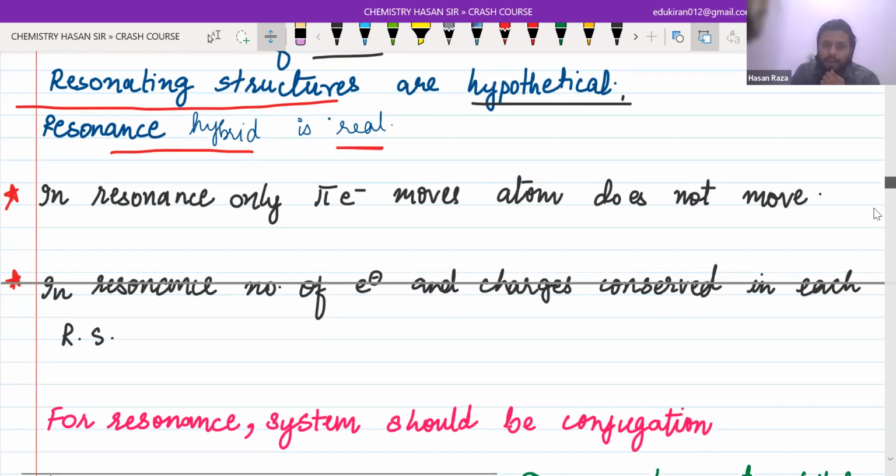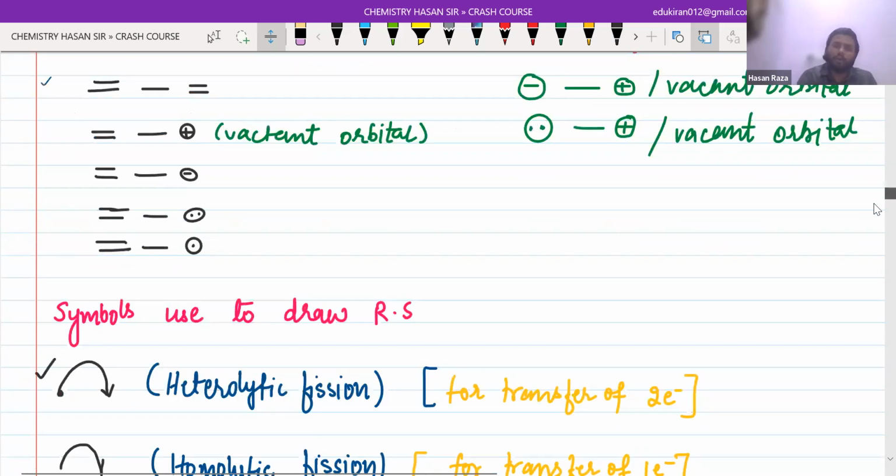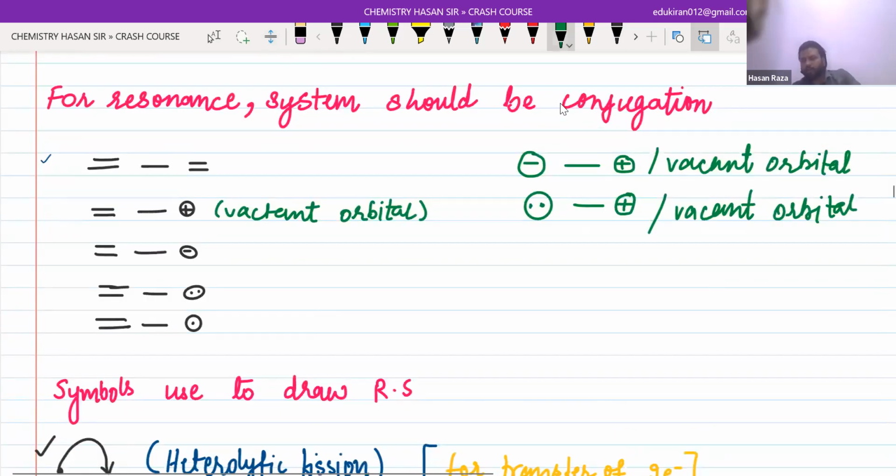Now see, I was talking about the conjugation. How will we know whether we need to do the resonance or not? Are resonating structures possible or not? Is resonance taking place or not? So this is the conjugation. If you see pi, sigma, pi, this is the conjugation.